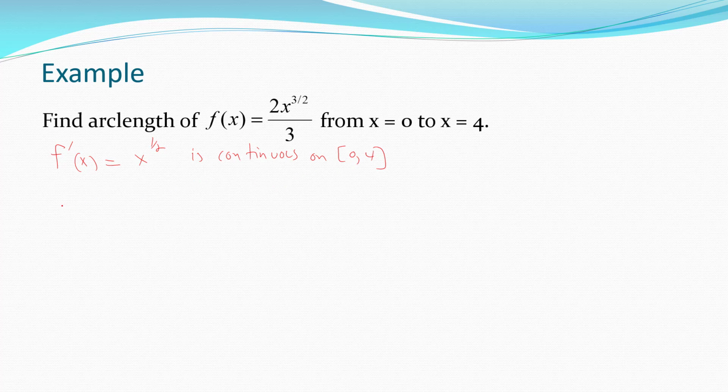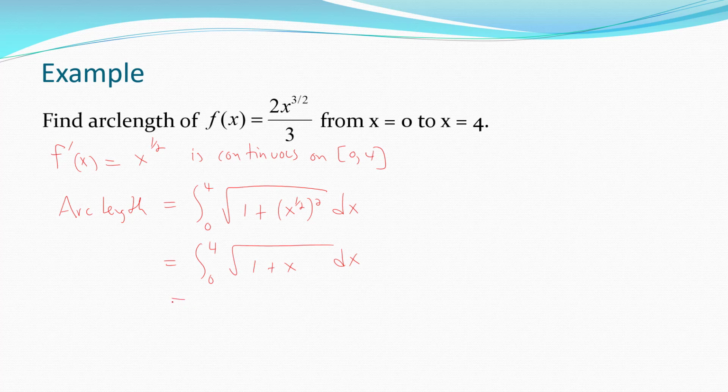So I can go ahead and write down the formula for the arc length. The arc length will just be the integration from 0 to 4 of the square root of 1 plus the derivative, which is x to the 1/2. I just have to square it, dx. So that's the integral from 0 to 4 of the square root of 1 plus x dx. And we can rewrite that to get the integral from 0 to 4 of (1 plus x) to the 1/2 power dx.